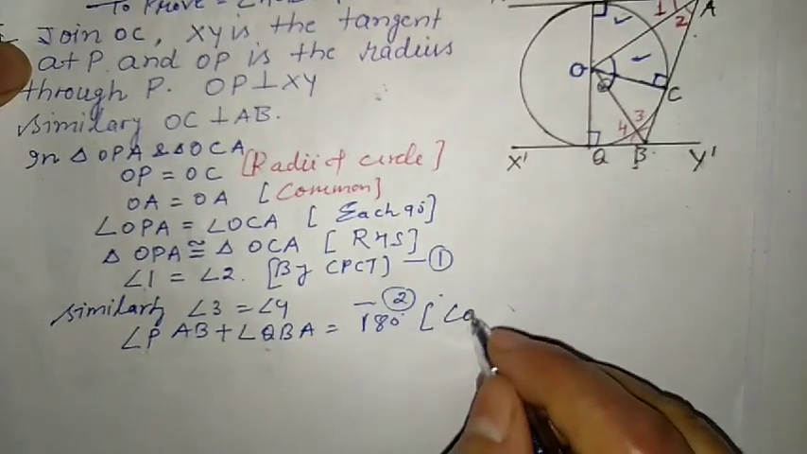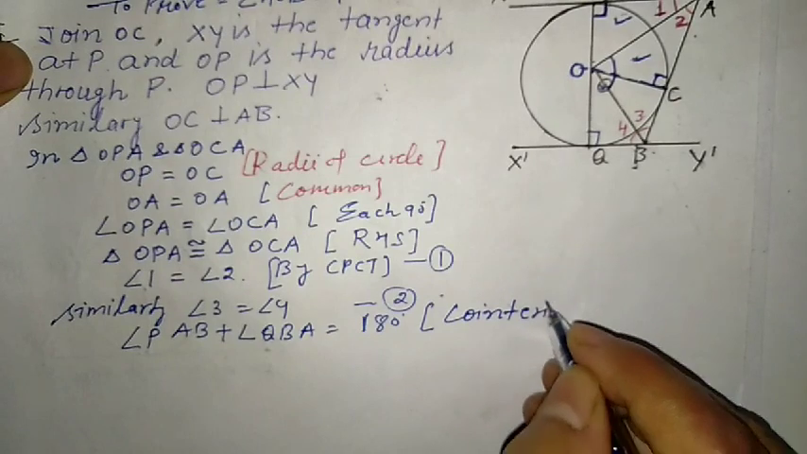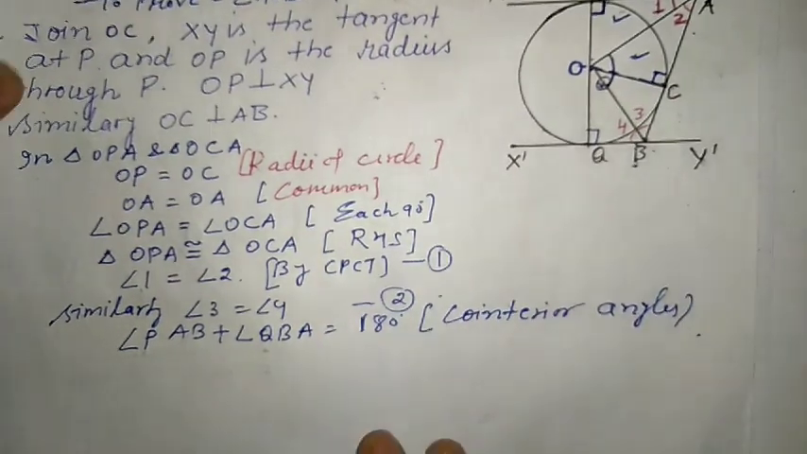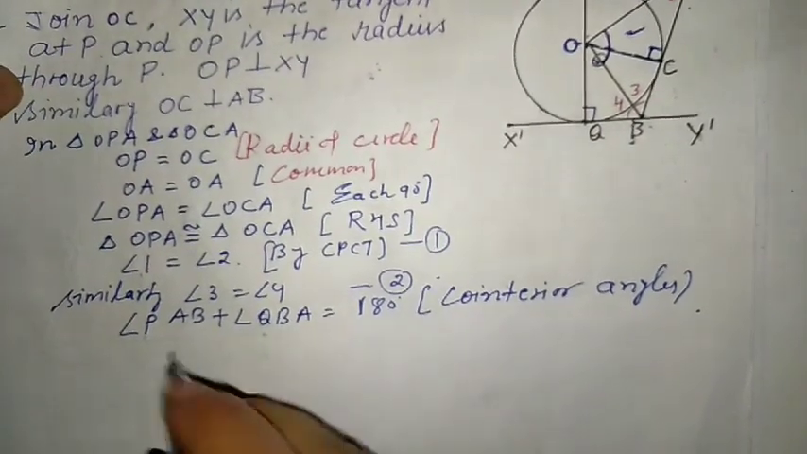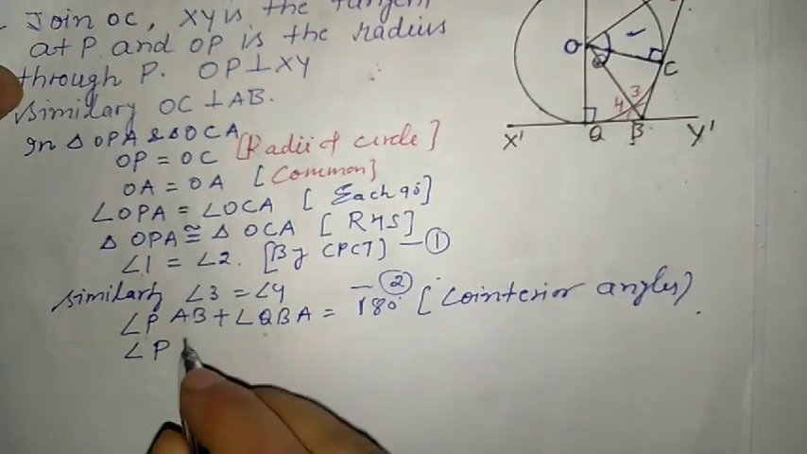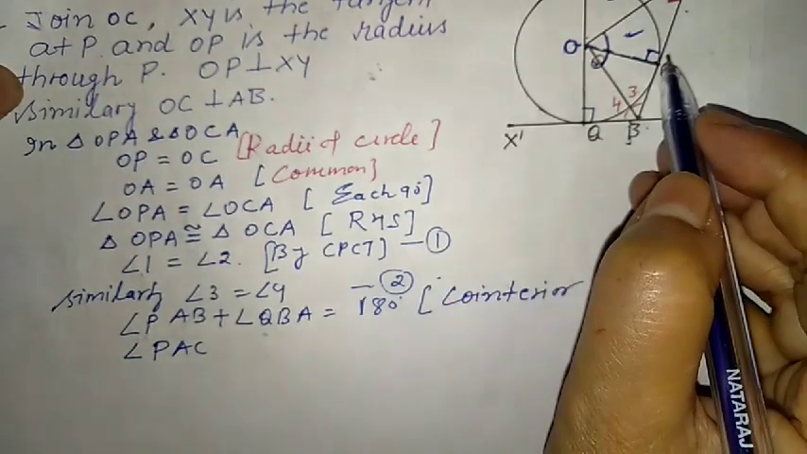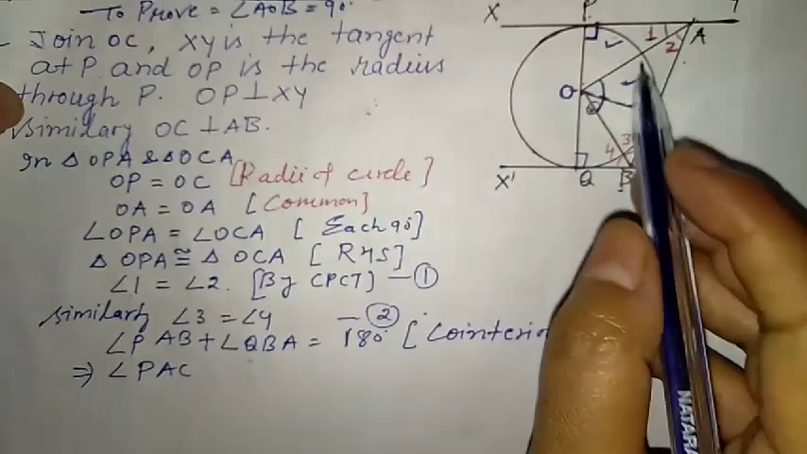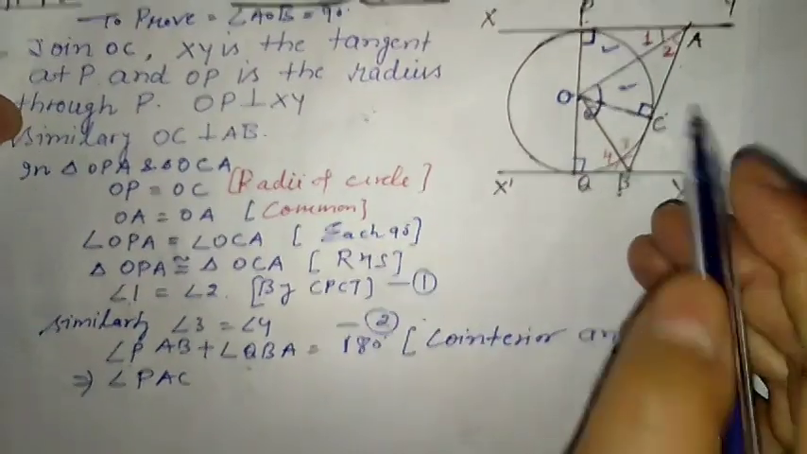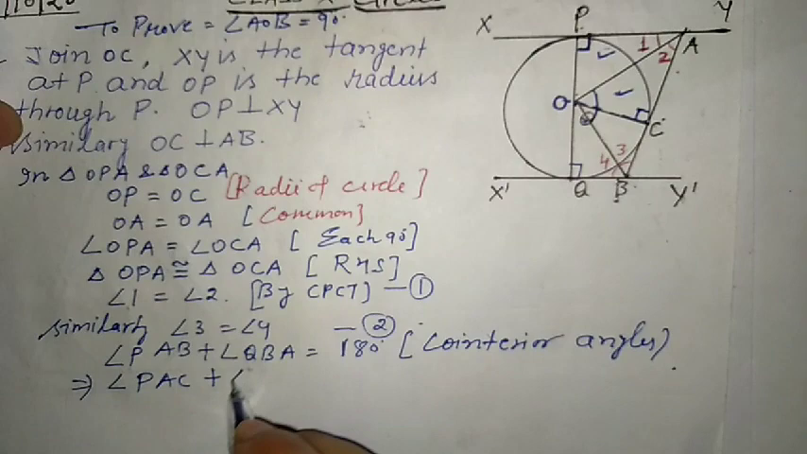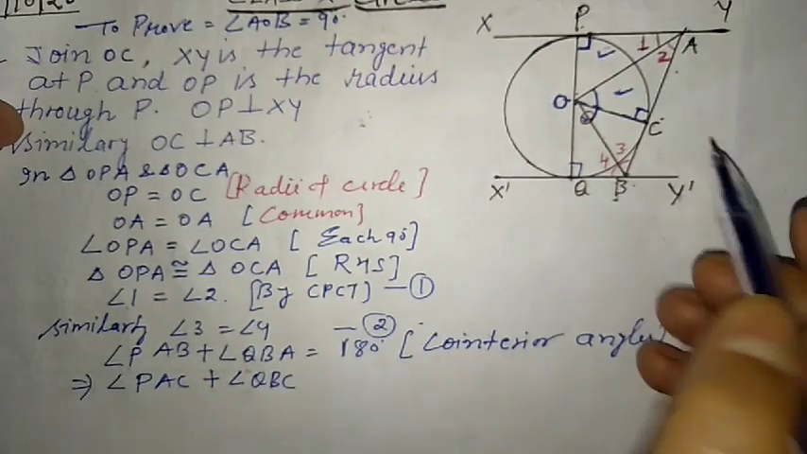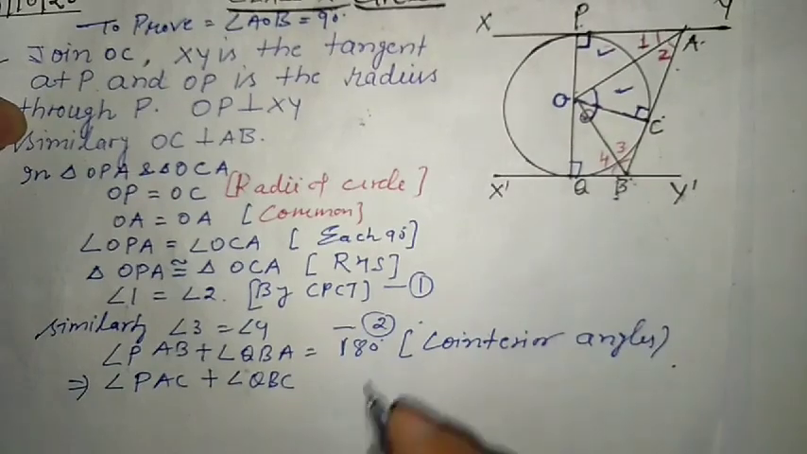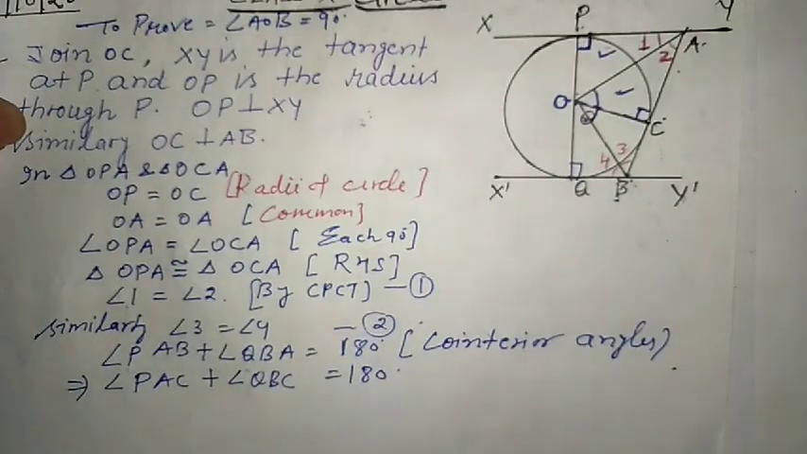The reason is co-interior angles. And angle PAB we can write as angle PAC, and QBA we can also write as QBC. So angle PAC plus angle QBC is equal to 180 degrees.